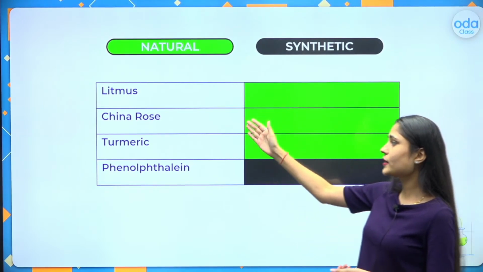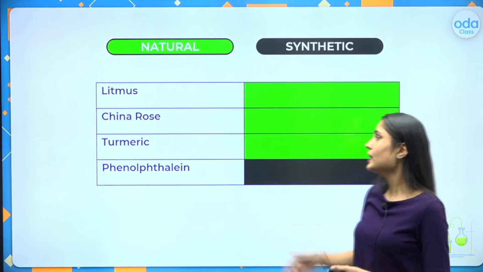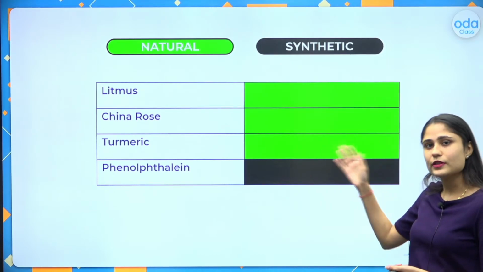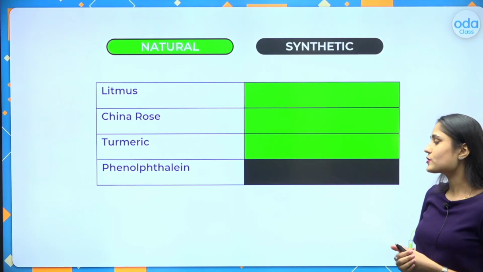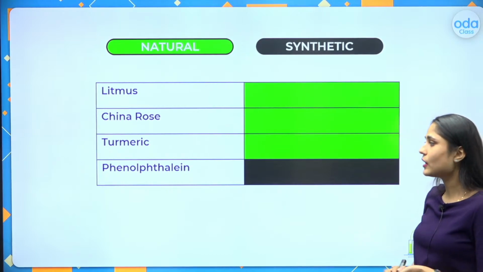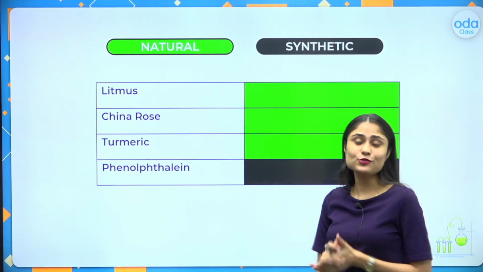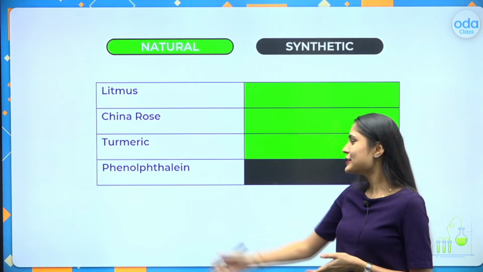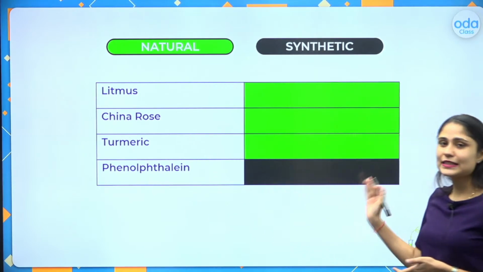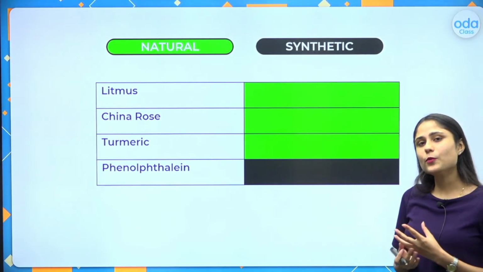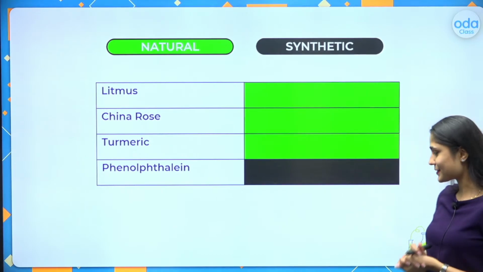So, litmus, China rose and turmeric that we have studied are all of natural origin. They are naturally produced. They can be obtained from natural sources. However, phenolphthalein, once again I am telling you to note down the spelling correctly, is synthetic in nature and it is used in the laboratory. It is prepared by us, right?